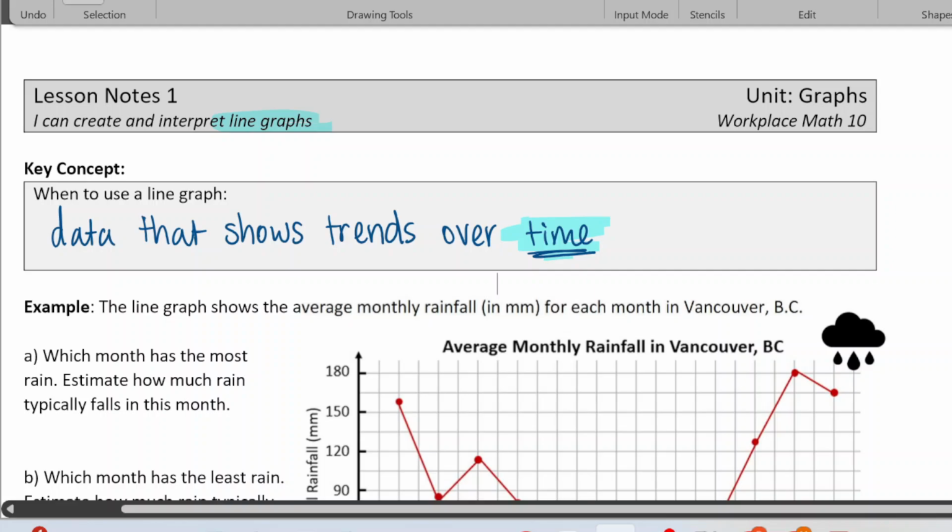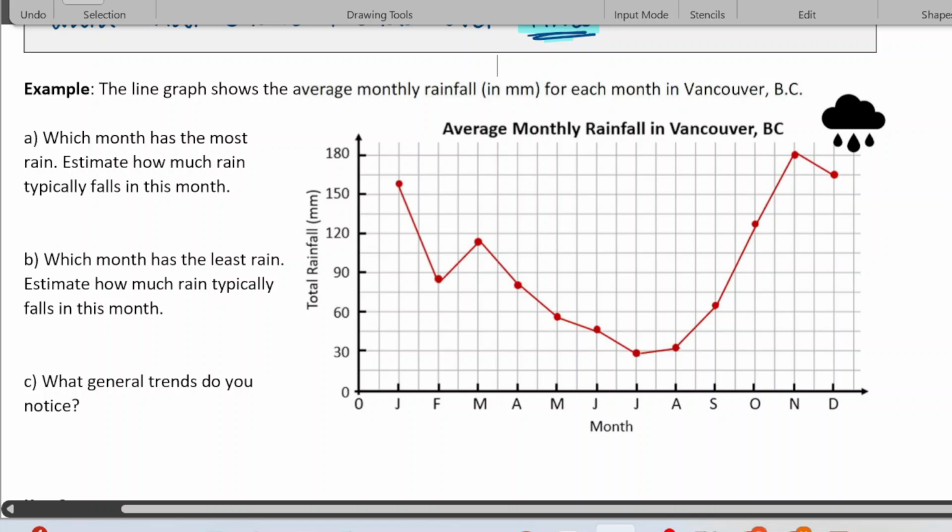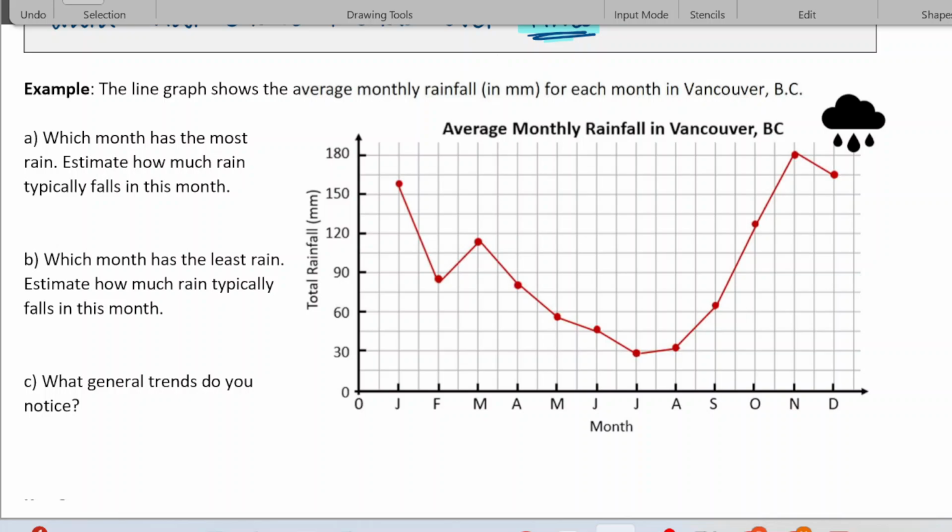So let's look at an example where we interpret a graph and then we're going to create a line graph. So this line graph shows the average monthly rainfall in millimeters for each month in Vancouver, BC. Okay, so the reason we use graphs is because it's very visual. I can understand this data set pretty quickly just by looking at it, right? I have these really high periods of rain at the beginning and the end of the year, and then much lower rain in the middle of the year when it's the summertime.